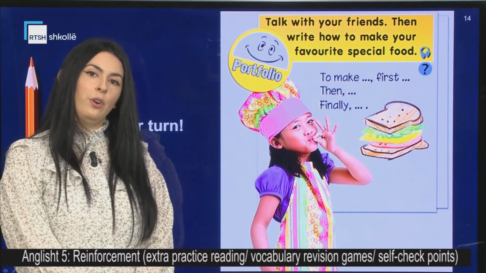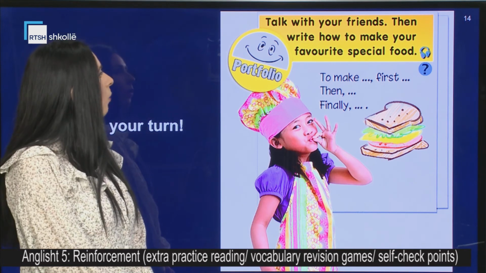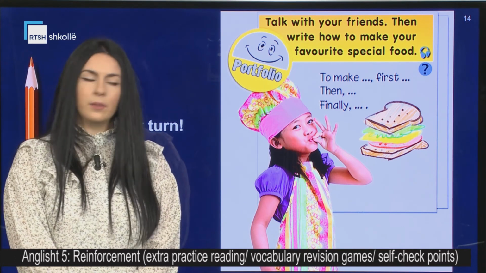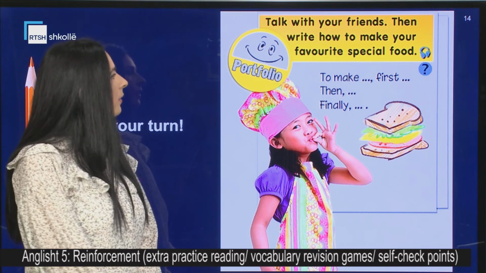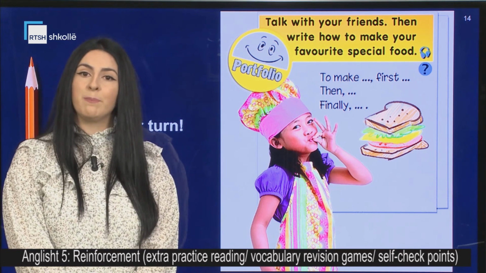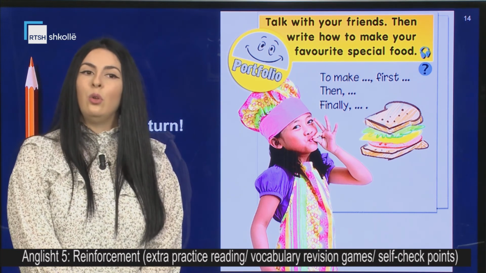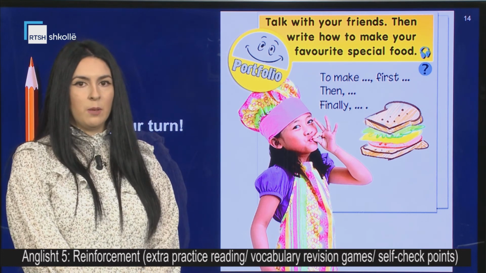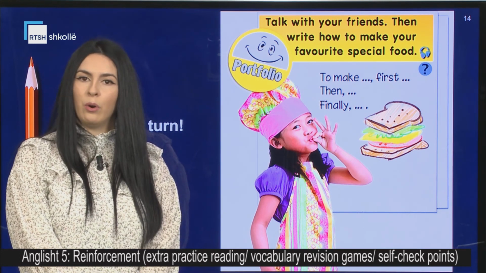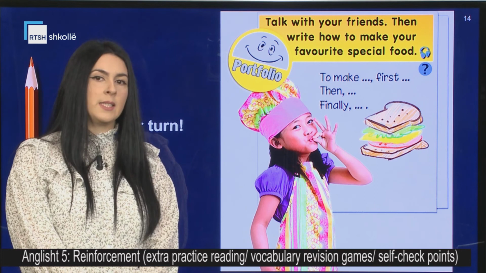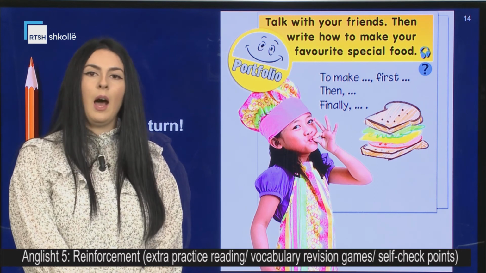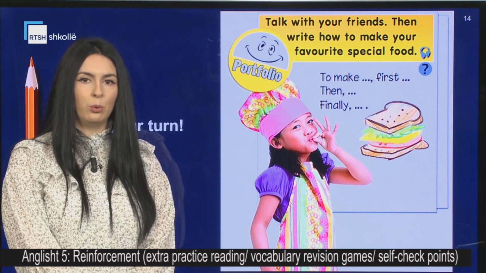It is your turn. I want you to talk with your friend and then write how to make your favorite special food. You can choose a sandwich recipe, or you can go online and see step by step how to prepare your favorite food.